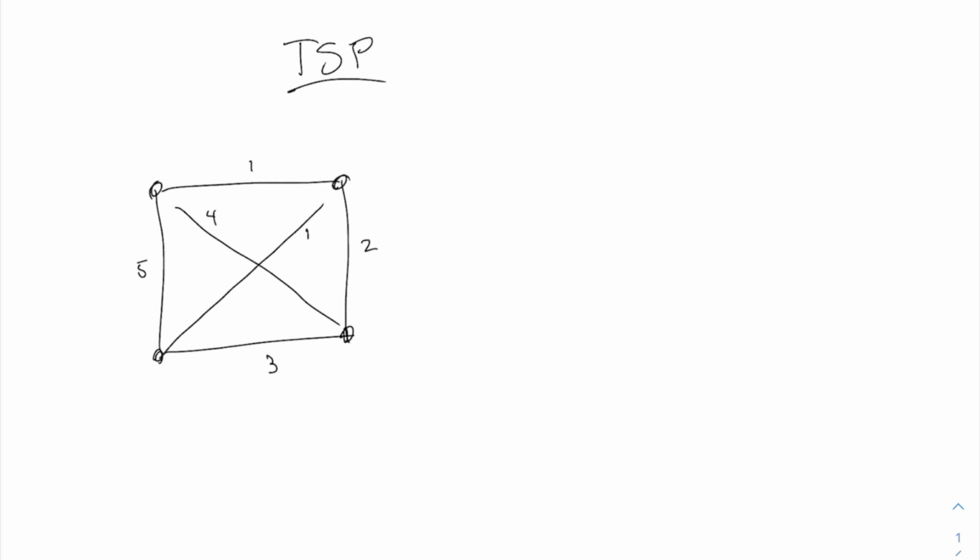And the traveling salesman problem is to find the Hamilton circuit with minimal total weight. That's called the traveling salesman problem. You have to visit each of the 4 vertices in a circuit with minimum total weight.